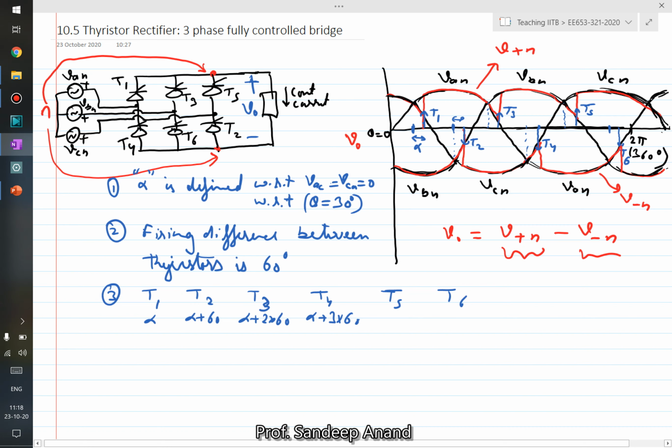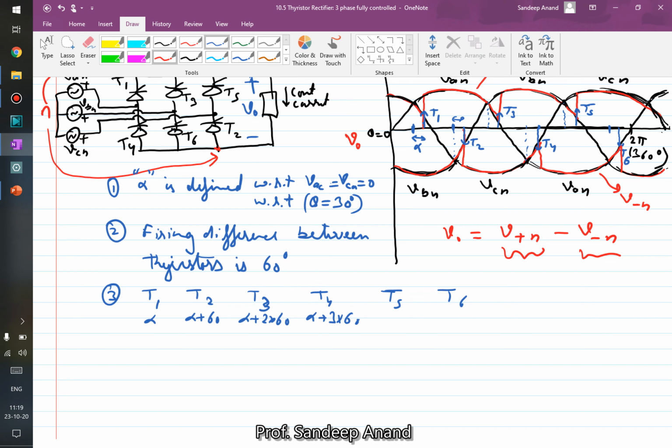And the difference of the two is nothing but the voltage that appears across the output. So you can imagine the output voltage will now have 6 pulses, 3 because of the top and 3 because of the bottom voltage. Alright, so far so good.